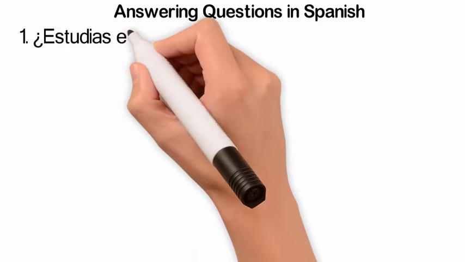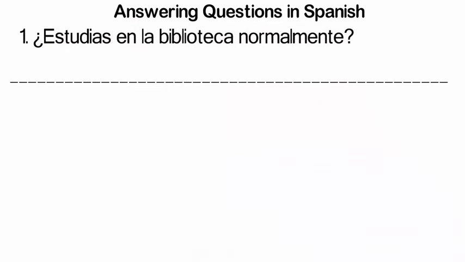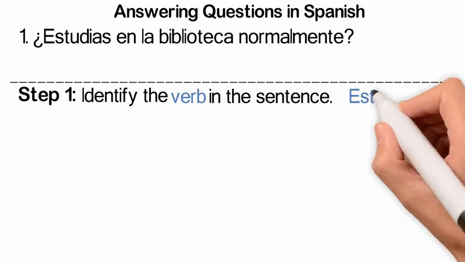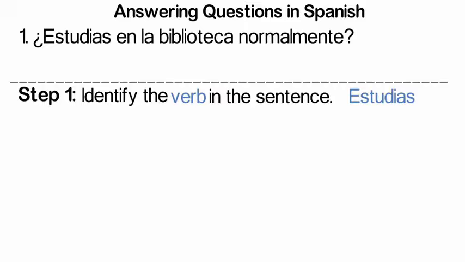Example 1. ¿Estudias en la biblioteca normalmente? Let's follow all 5 steps to make sure we are able to answer this question in a complete sentence in Spanish. Step 1. Identify the verb in the sentence. In this case, the verb, the action word, is estudias. You can always circle the verb to help you follow along throughout the upcoming steps.